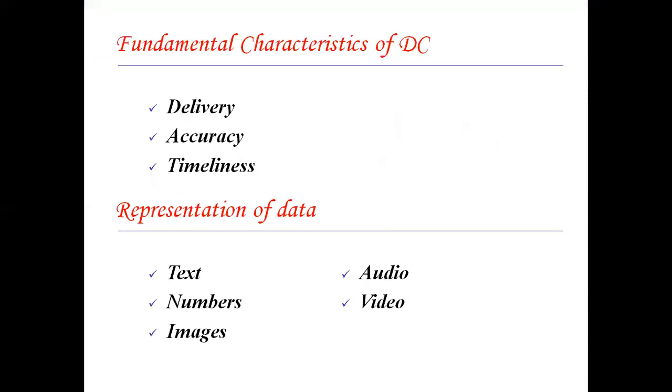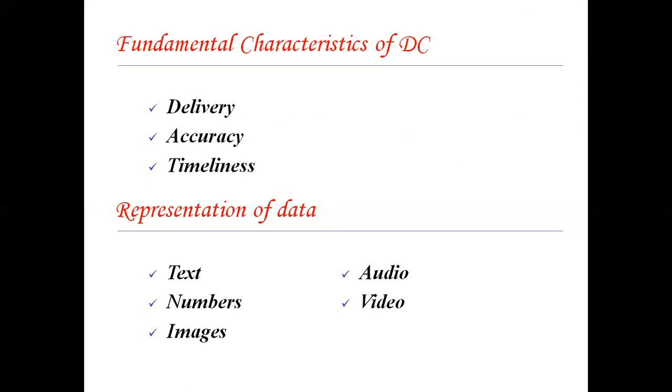The fundamental characteristics of data communications are delivery, accuracy, and timeliness. Delivery means to whom it is intended. Accuracy means message should not be altered in transit. And timeliness means message should be delivered in time.